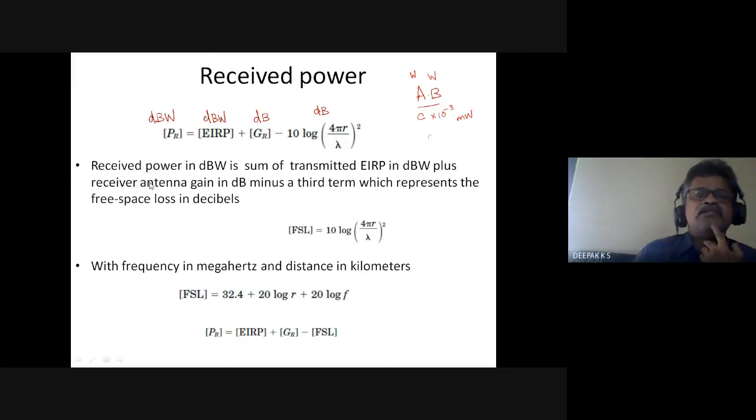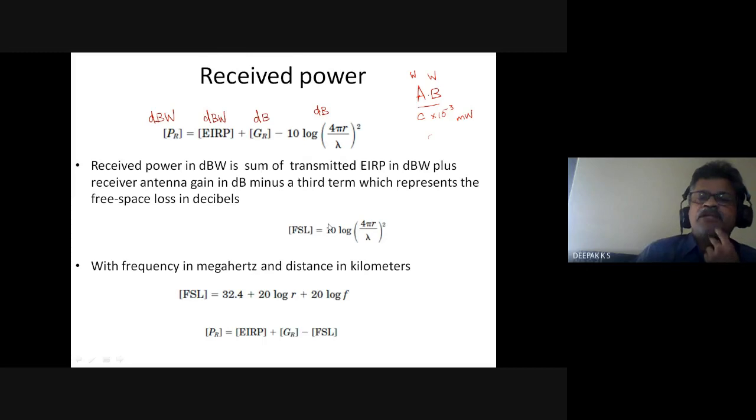So the received power in dBW is the sum of the transmitted effective isotropic radiated power in dBW plus the receiver antenna gain in dB, minus a third term which represents the free space loss in decibel, referred to as the free space loss. 10 log of 4 pi r by lambda whole square is the free space loss.